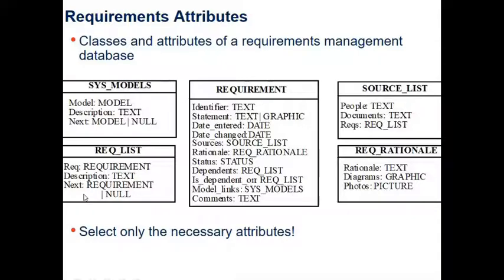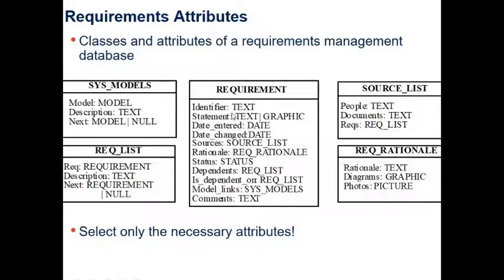And this schema has these entities, and this is the main entity that we've been looking at, the requirement itself. So the requirement entity contains these fields, an identifier. So these are the attributes that we were talking about. For each requirement, we'll have an identifier, a statement, date entered, date changed, sources, rationale, status, dependence, is dependent on, and model links and comments.